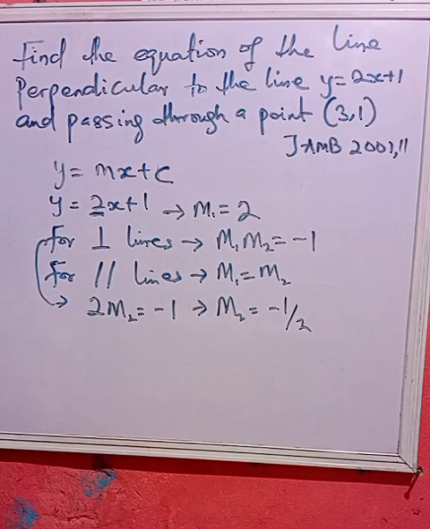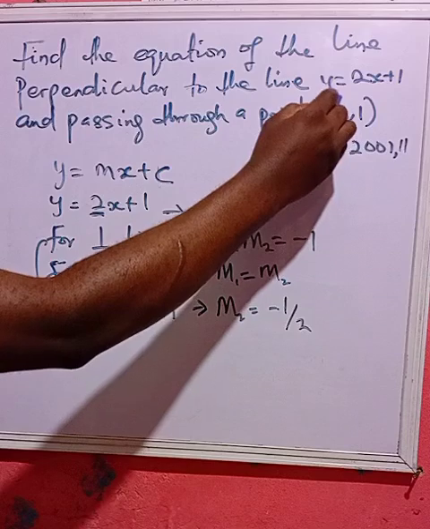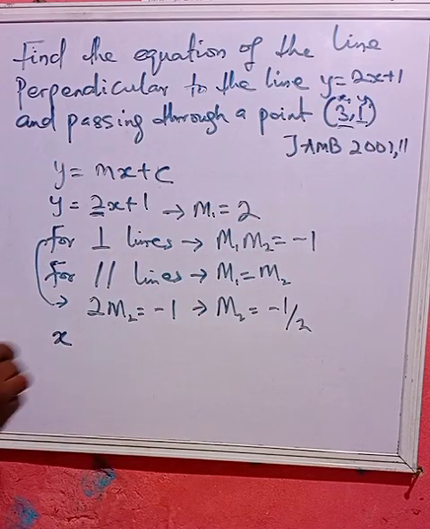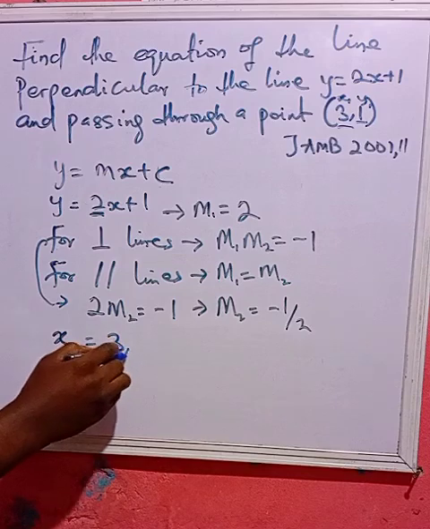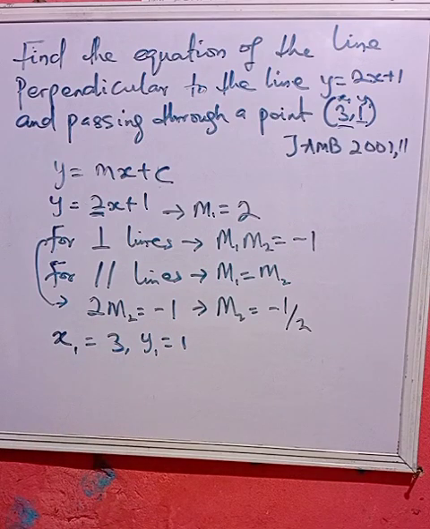Another value we're given in this question is x1. Take note, this is our x1, this is our y1. That will be x1 equal to 3 and y1 equal to 1. We're going to use one of the equations to arrive at our value.